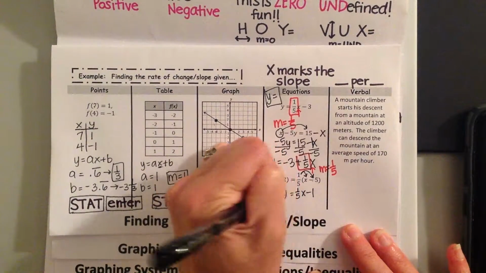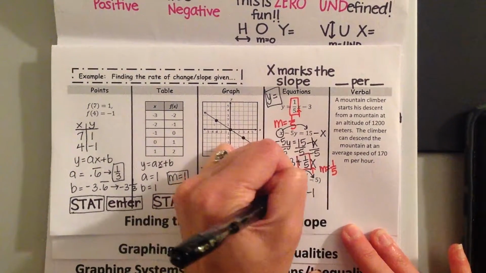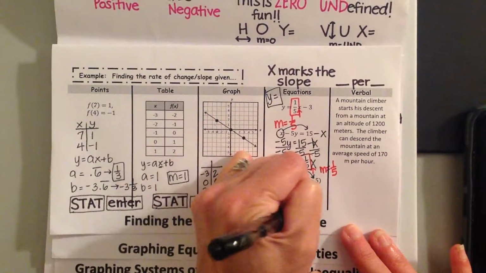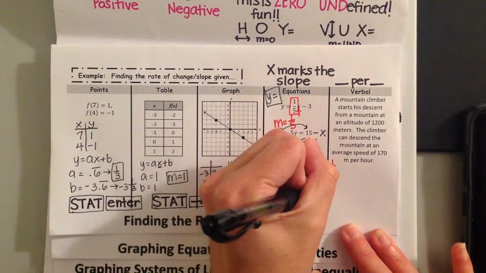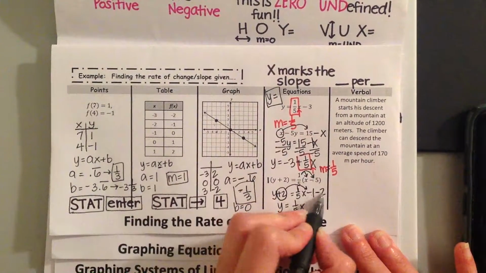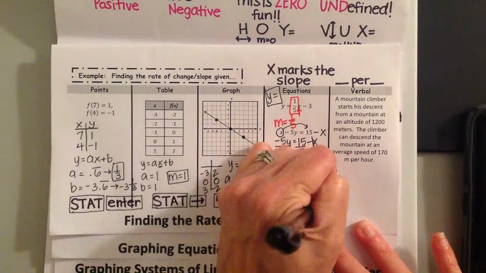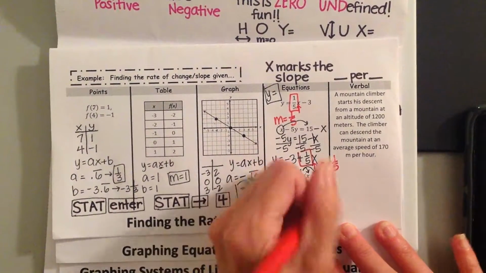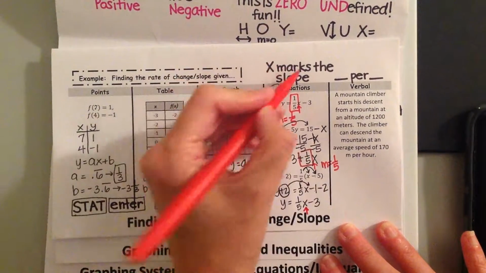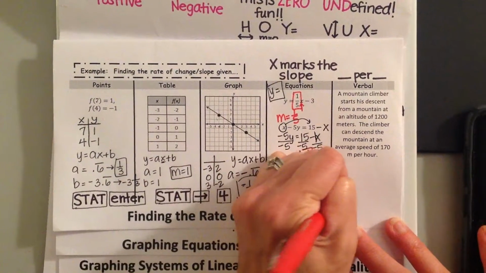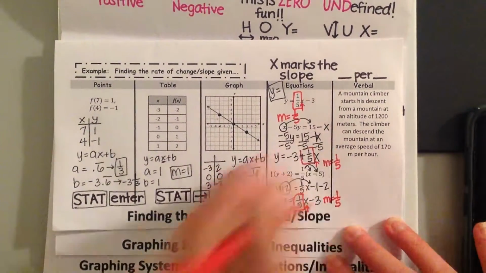And to get it to y equals, all I have to do is move that 2 over. So y equals 1/5 x. And when I move that 2 over, it becomes a -2, and now I have like terms. So when I combine a -1 with a -2, I get -3. And again, I'm looking for my x because x marks the slope, and the coefficient of x is a positive 1/5. So my slope is, again, positive 1/5.